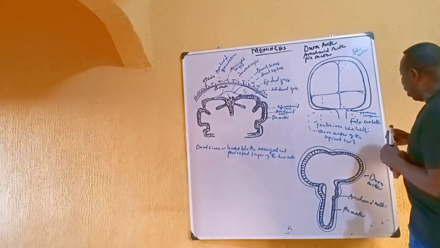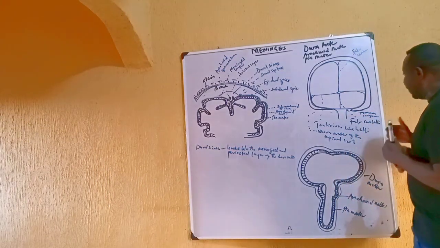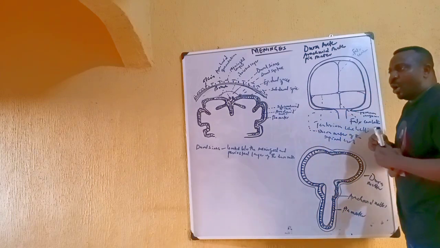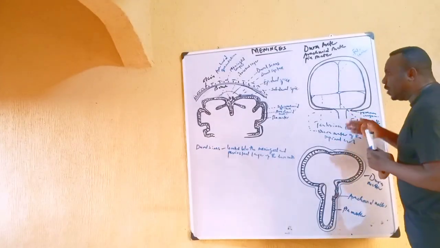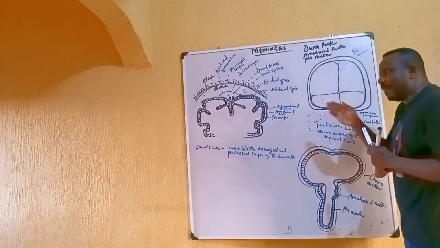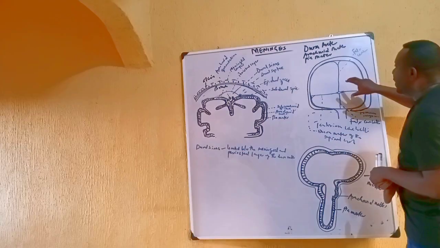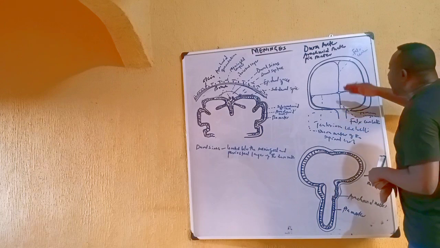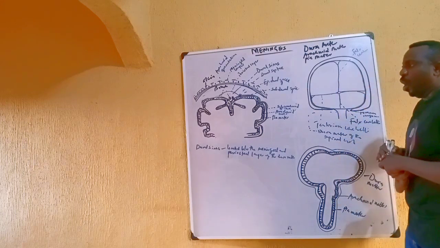The next one is called the falx cerebelli. The falx cerebelli lies around the vermis of the cerebellum, and of course it separates the two cerebellar hemispheres. Now the function of the dural septa is to prevent the displacement of the brain.